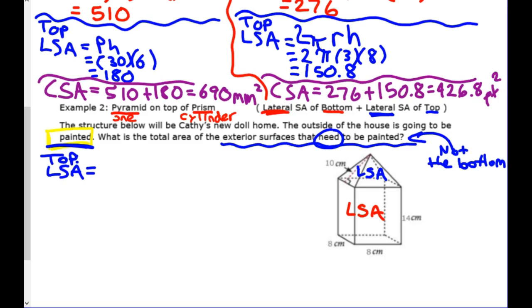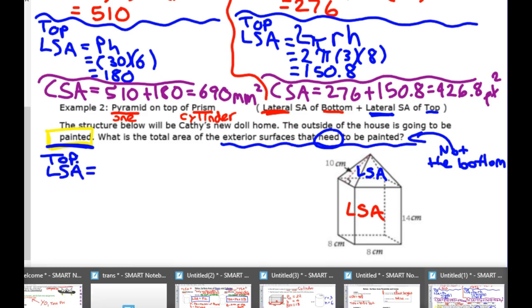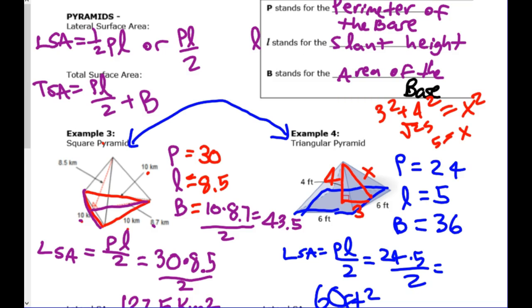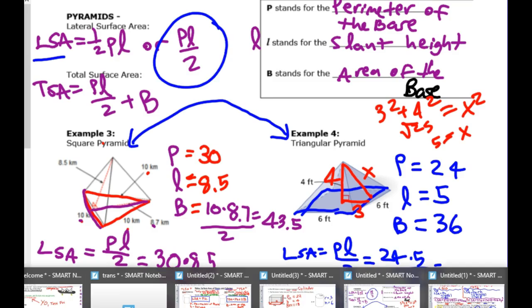Pyramid, right? So let's remember, how do we find surface area of a pyramid? Okay, so here it was. In these notes, lateral surface area of a pyramid was PL over 2. Okay, so let's use that.